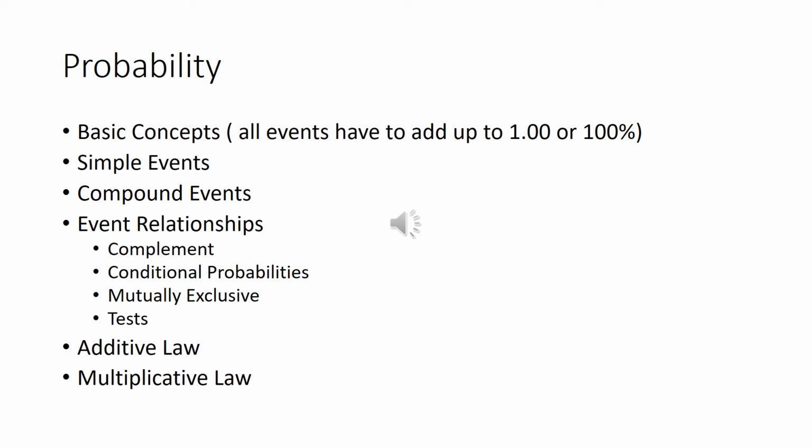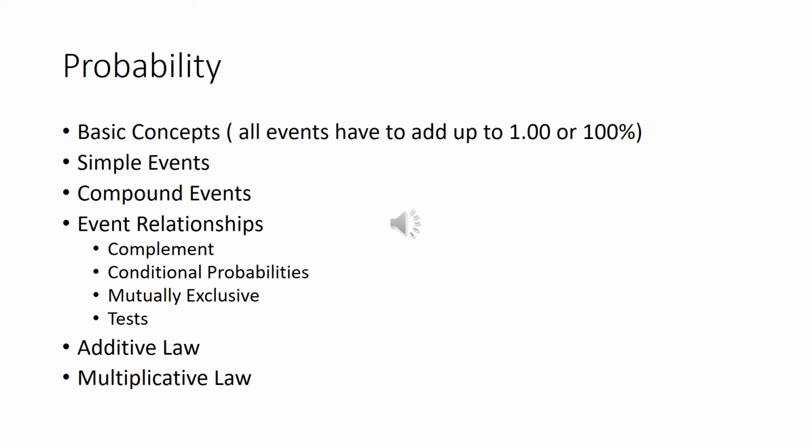So I've got 10 socks in a drawer. 2 are blue, 3 are black. What's the probability of pulling out a blue or black sock? Well, it's 0.2 plus 0.3, or 0.5.